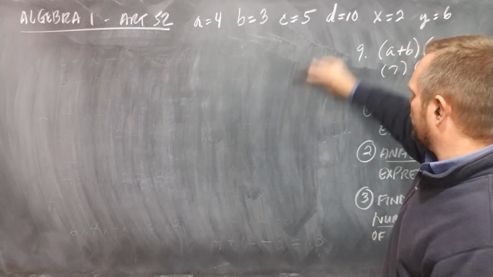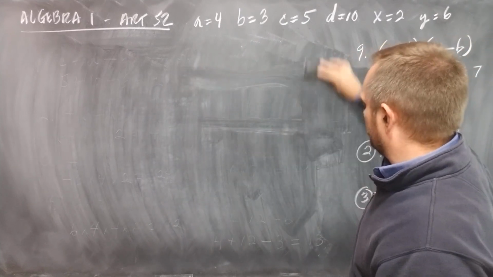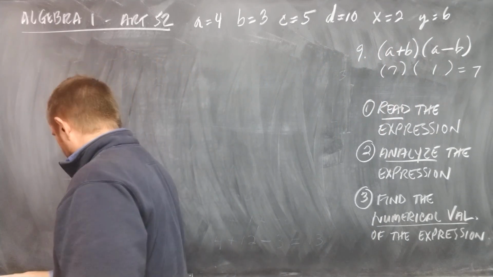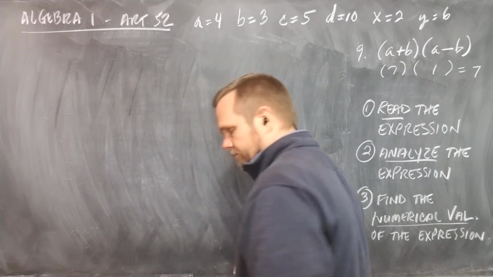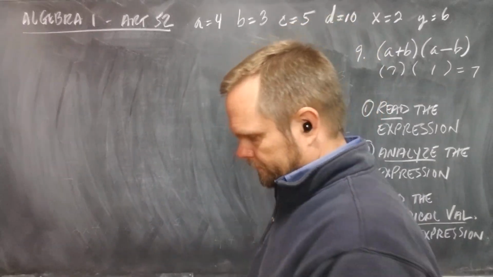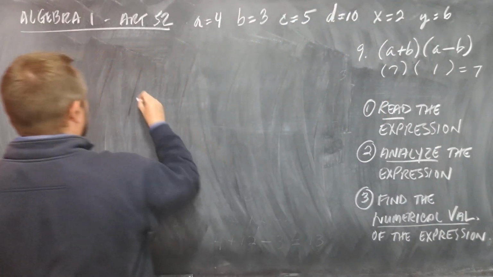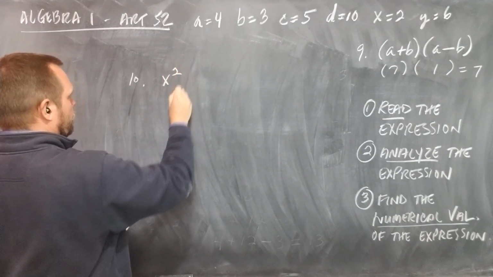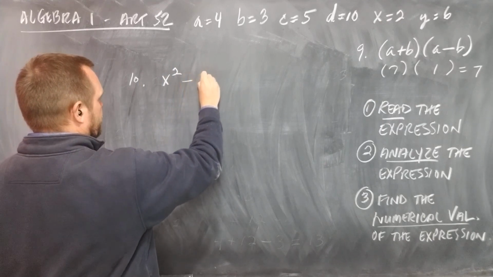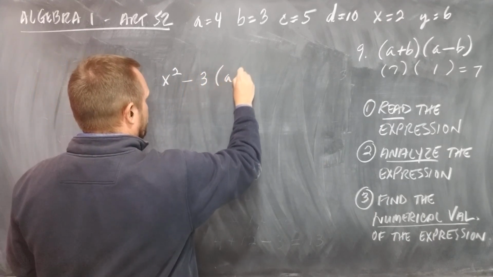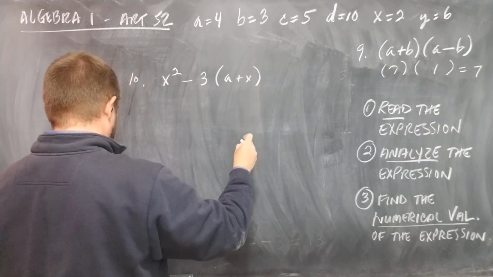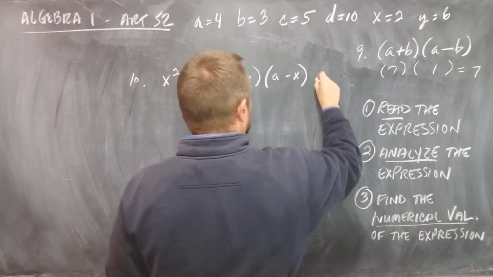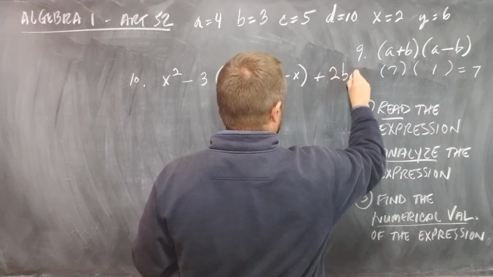I'm going to leave those same values at the top of the board. Okay? So, number 9, or number 10, I'm sorry. Number 10, we have x squared minus 3 times a plus x times a minus x plus 2by.